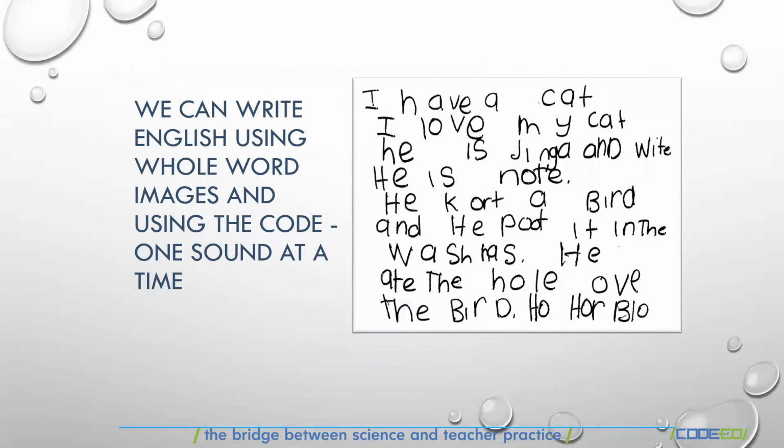I have a cat. I love my cat. He is ginger and white. So she could write all of the words until she got to ginger, and then she sounded it out. And white. He is naughty. How clever is that for naughty? N-O-T-E. He caught a bird and he put it in the wish house. There is put spelt like foot. He ate the whole of the bird.